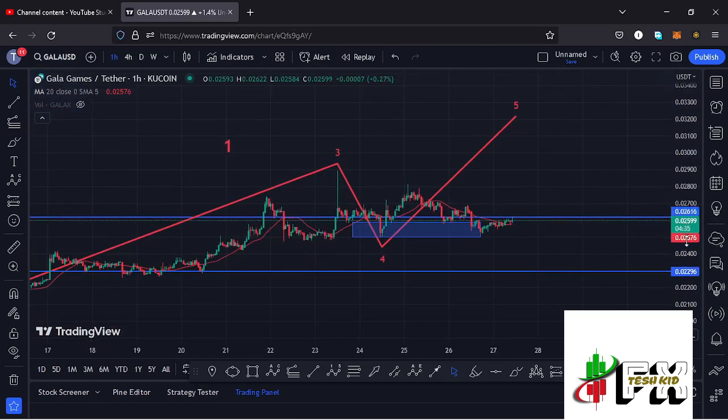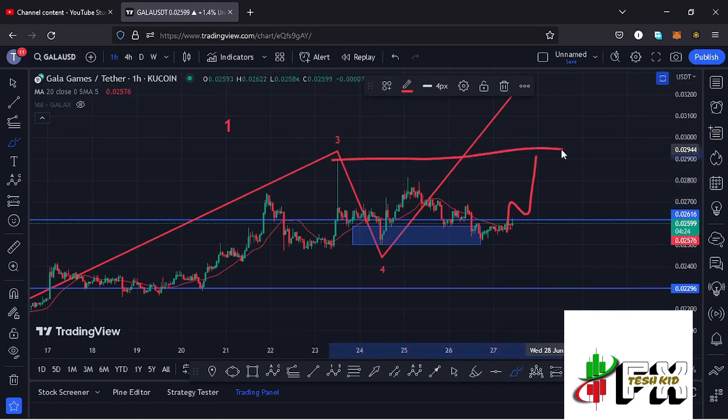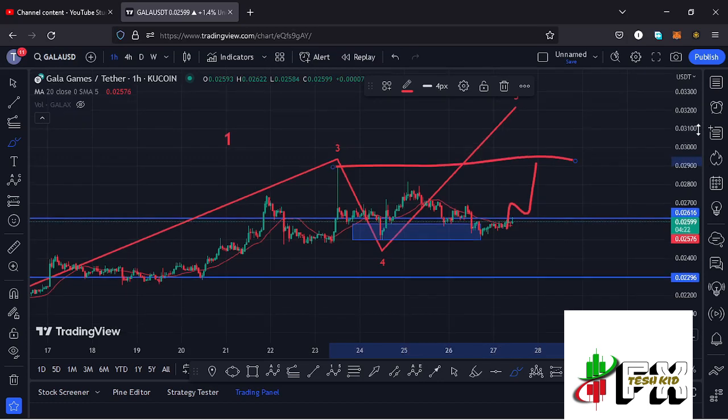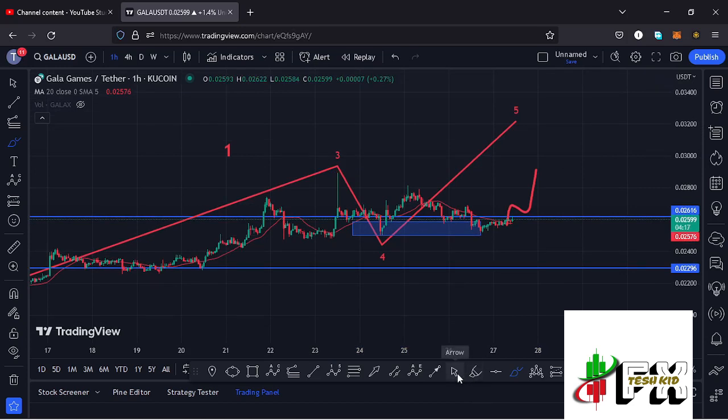And that is the minimum that I can expect Gala Games to do in the formation of that wave. And all we need to see is a break above this key area of resistance, see a successive retest, see a break above the wave 3 high, which is at around the $0.028 mark, and a break above that. Then we can continue gearing up until we fully maximize our minimum target areas.